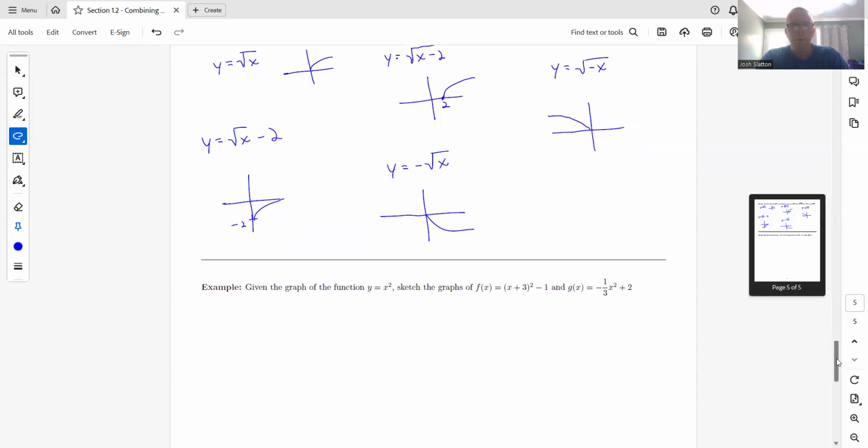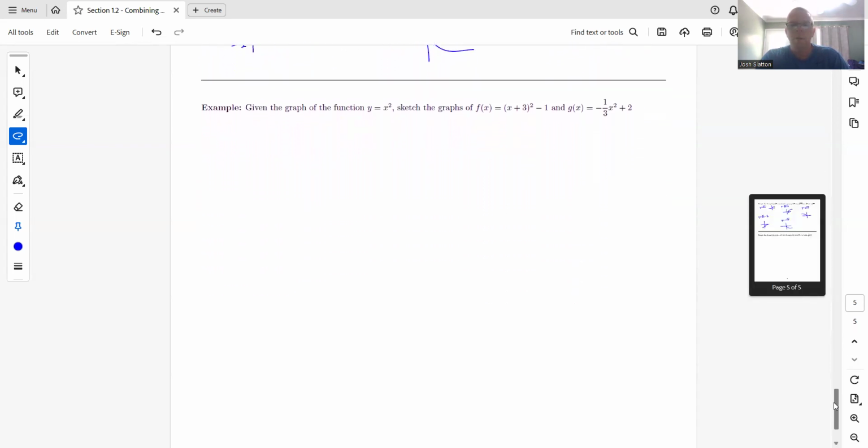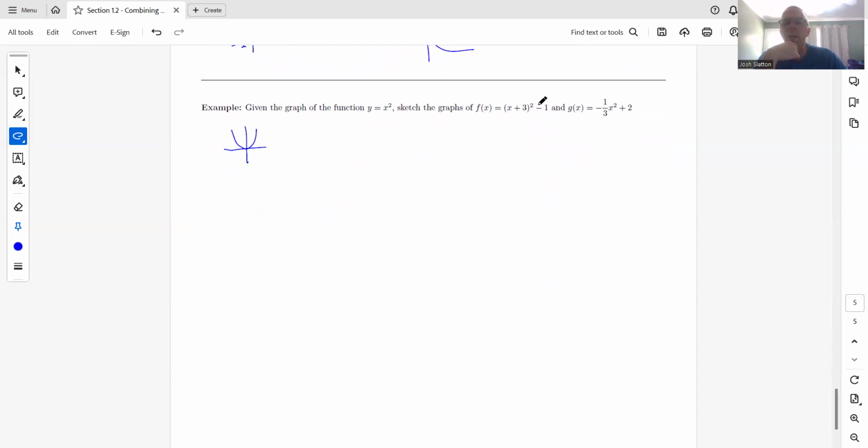All right, the last one. So we'll combine a couple of these. y equals x squared, of course, looks like this. Now we have x plus 3 squared minus 1. And so let's talk about the transformations here. So we have a plus 3. That is going to go left 3. And then we have a minus 1. That is going to go down 1.